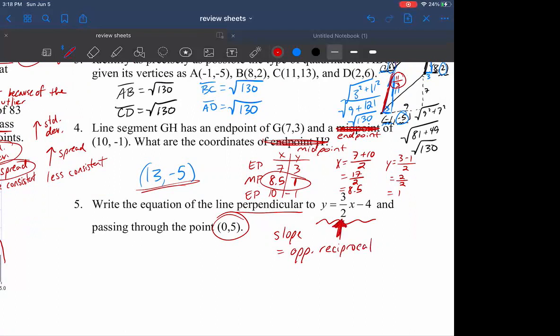Okay, so by opposite, we mean change the sign. This was a positive slope, so we want a negative slope. And then reciprocal means flip it. So we're going to get a slope of -2/3. So if I'm trying to write the equation of this line that is perpendicular to the one they gave me, then I know it's going to start y equals -2/3 x, because the slope has to be -2/3. Then I just need to get the y-intercept.